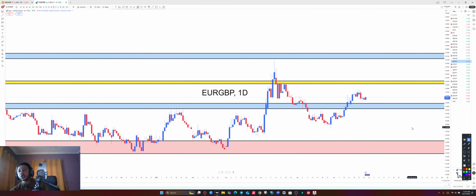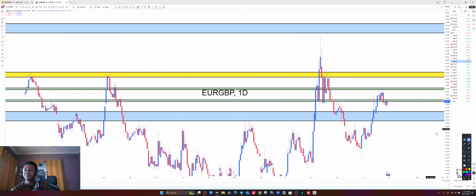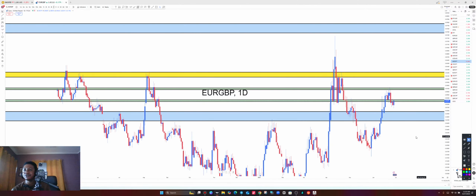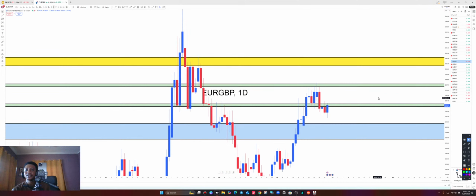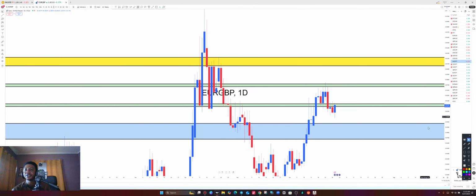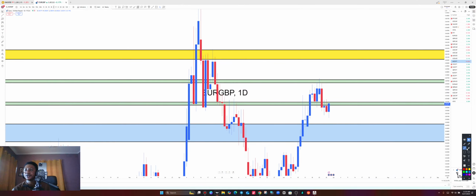All right, so this is also the daily time frame of EUR GBP. What is happening on the daily time frame of EUR GBP? Let's find out together. If you look at the daily time frame of EUR GBP, look at this. We have the daily upper zone and then the daily lower zone as well. Price went up on the daily.